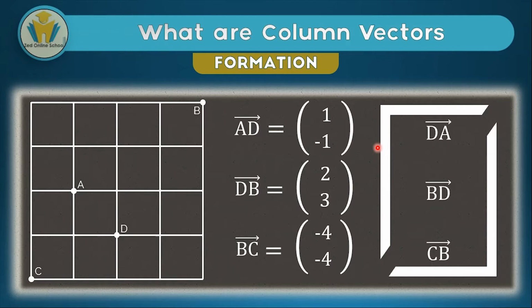What you observe is this: when we go in an opposite direction, our signs change. Therefore, in the case of DA, we're going to have a negative 1 on our top part here and a positive 1 on our bottom part. For BD, the same happens.